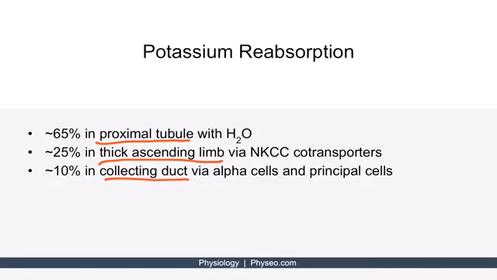And recall from the first lecture on the nephron that principal cells have potassium channels and sodium-potassium pumps that can be upregulated or downregulated depending upon the level of aldosterone in the blood or the level of potassium in the blood. The alpha cells, also in the collecting duct, contain a potassium-proton exchanger on the luminal surface. And this is quite responsive to serum potassium levels. So let's apply this by drawing it out.